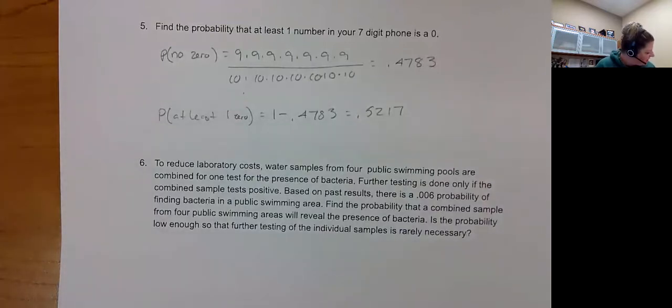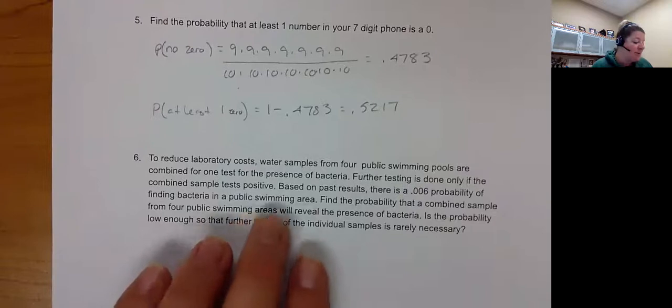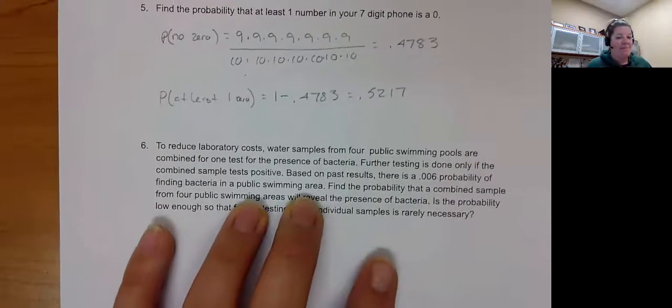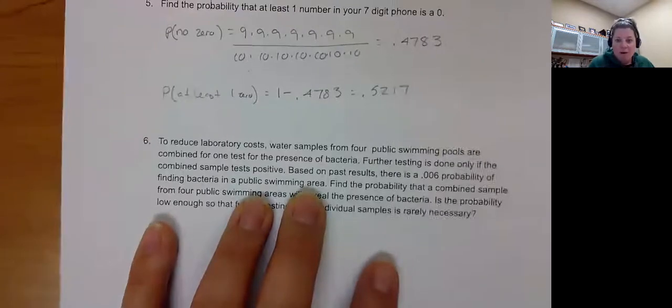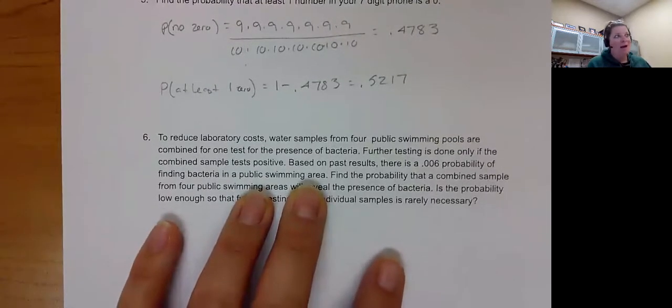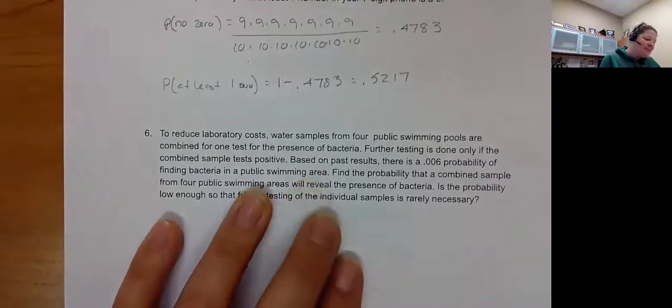All right, so let's look at this last one here. To reduce laboratory costs, water samples from 4 public swimming pools are combined for 1 test for the presence of bacteria. Further testing is done only if the combined sample tests positive. Based on past results, there is a 0.006 probability of finding bacteria in a public swimming pool. This is a little tricky. Why I'm doing this one is because it's referring to one public pool. So the probability of one is 0.006. And then we're going to mix them and see what happens.